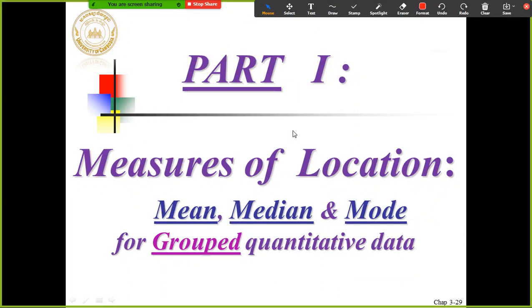We finished part 1, measures of location by using mean, median, mode from ungrouped data. Now we will go to grouped data. In this case, I will clarify for you what ungrouped data means.